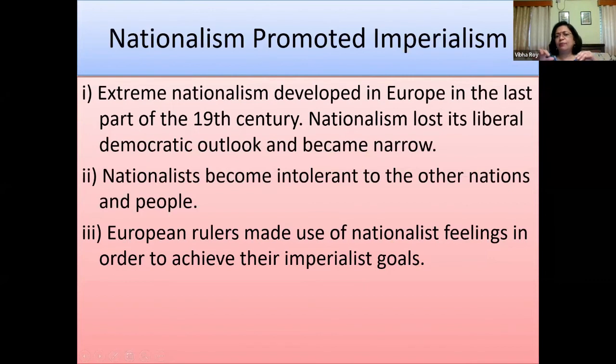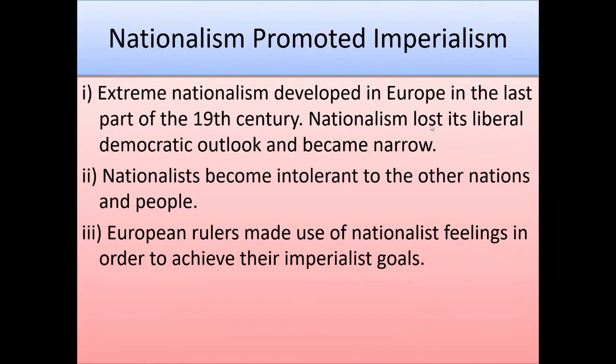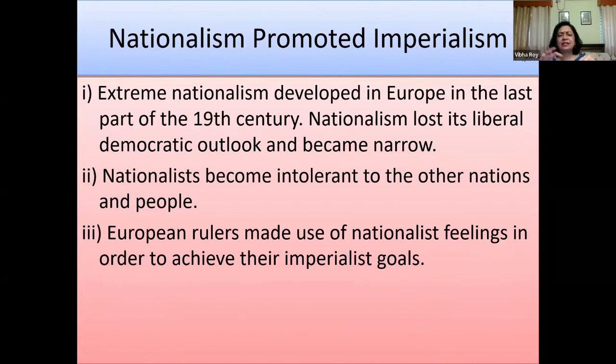Now, nationalism promoted imperialism. How? Extreme nationalism developed in Europe in the last part of the 19th century. So nationalism lost its liberal democratic outlook and became narrow. Nationalists became intolerant to other nations. They thought they had more power and the capability of getting other nations under them also. European rulers made use of nationalist feelings in order to achieve their imperialistic goals.